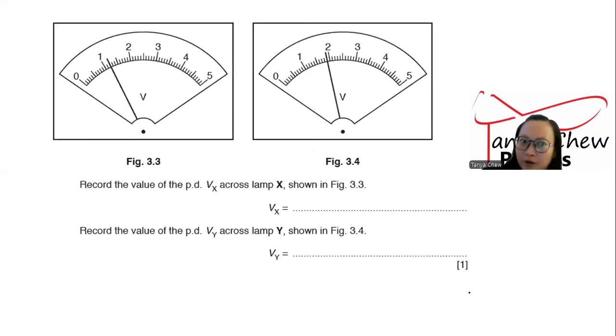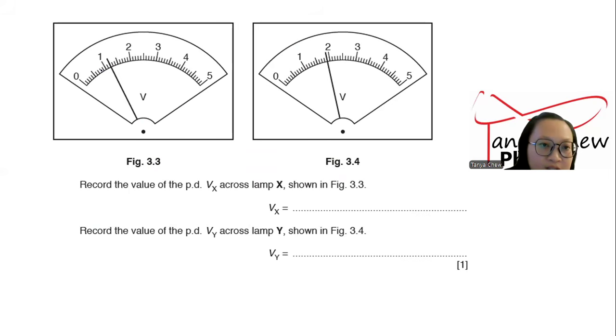Now let's try another one. Record the value of the PD. So PD means potential difference. Look at the voltmeter reading across lamp X shown in Fig 3.3. So you refer to Fig 3.3.